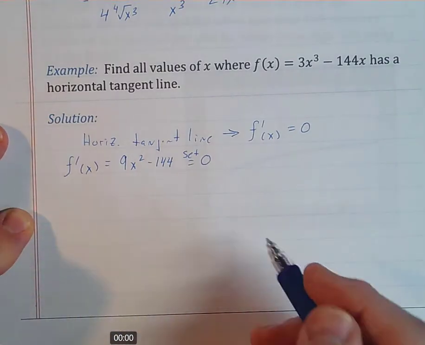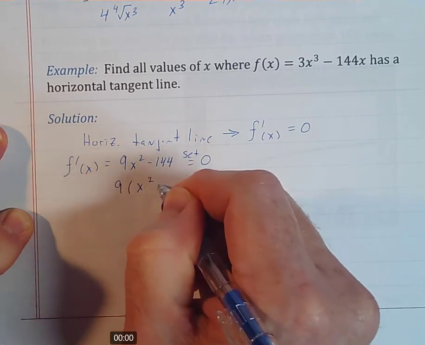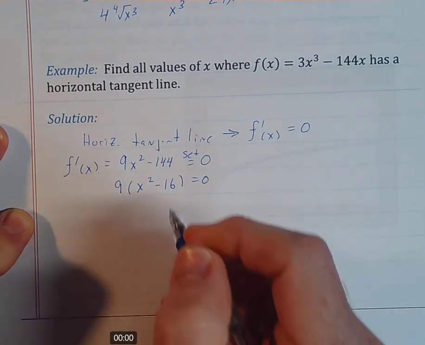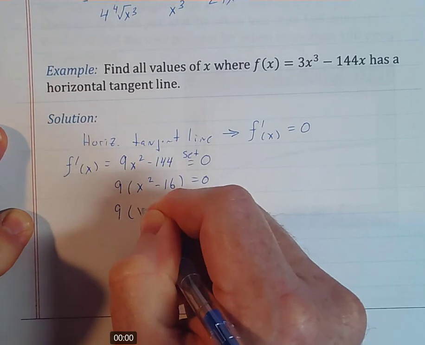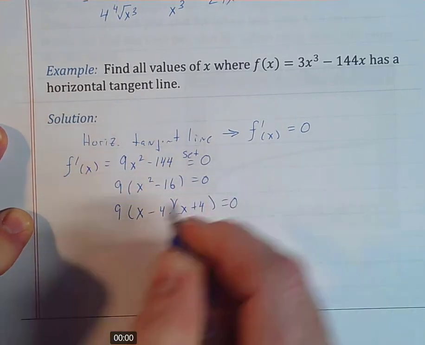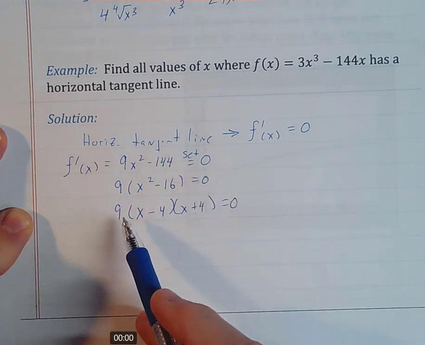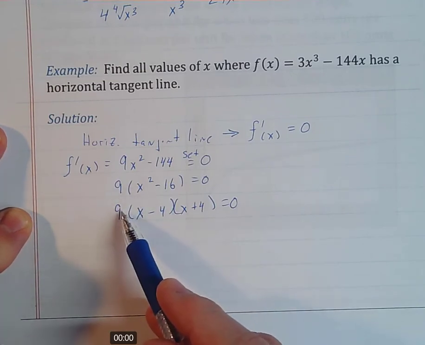Okay, so I'm going to, let's see, factor out 9. That gives me x squared minus 16 equals 0. X squared minus 16 is a difference of squares. I can rewrite that as x minus 4 times x plus 4. And to set this equal to 0, I'm just going to set each one of these different factors equal to 0. And when I set 9 equal to 0, I don't get anything from that. That's not true. It just doesn't give me any x values.